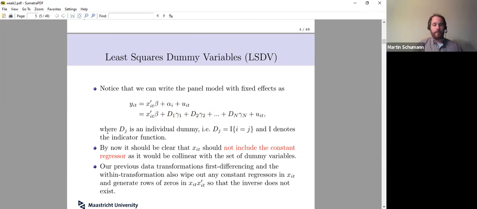Now, this is pretty much similar to what we had before. So if you compare this to a previous data transformation, for instance first differencing or the within transformation, they also wipe out any time-invariant variables. So for instance, the constant regressor would also be kicked out of the model. Because if you keep the constant regressor in the model, that means after the transformation, all the constants are turned into zeros, and this matrix here will be of reduced rank and therefore not invertible.